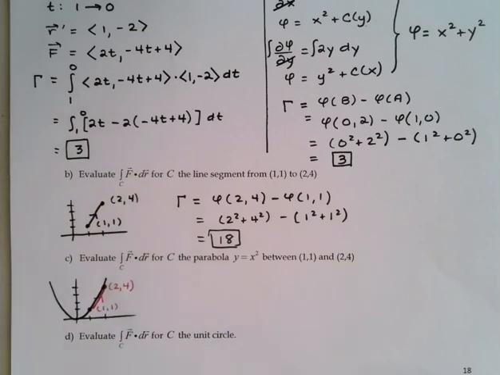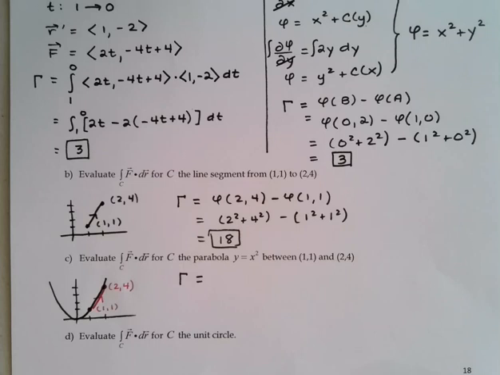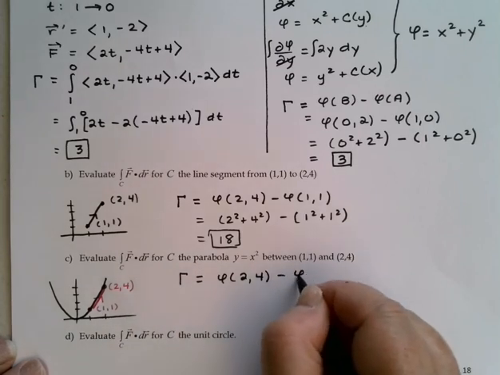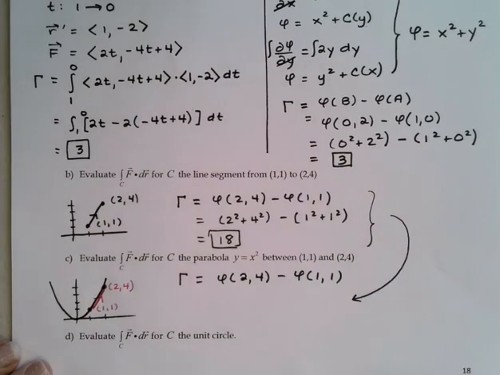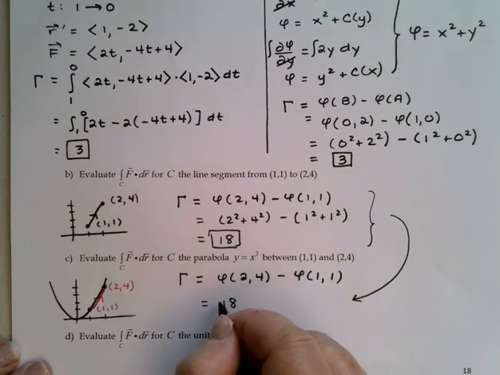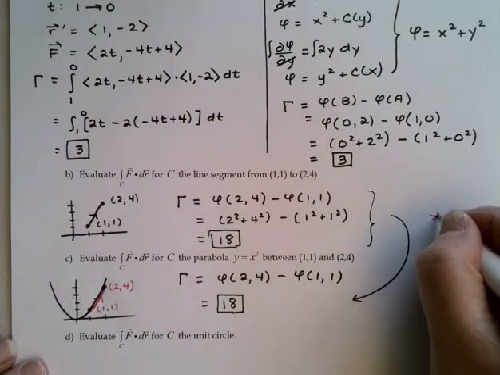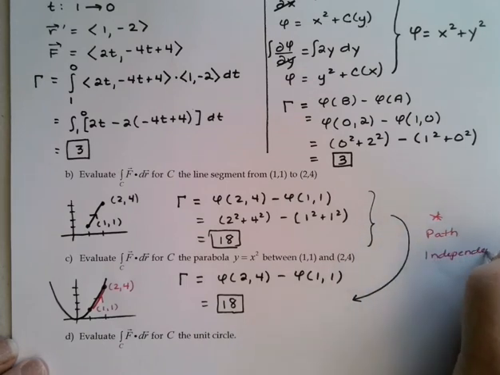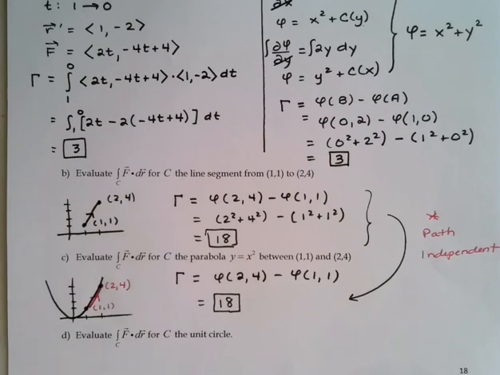But because I have the same starting and ending points, when I set up my circulation integral by the fundamental theorem of calculus, I end up setting it up exactly the same way. Phi of the ending point minus phi of the beginning point, which means that without really doing any calculations, I know that I'm going to get 18 again. This is that path independence that we talked about. It really didn't matter how I got from the starting point to the ending point. As long as the points were the same, the value of the circulation remained the same.